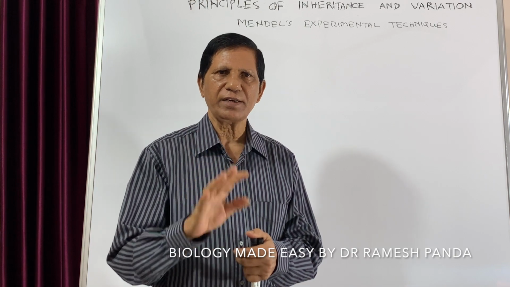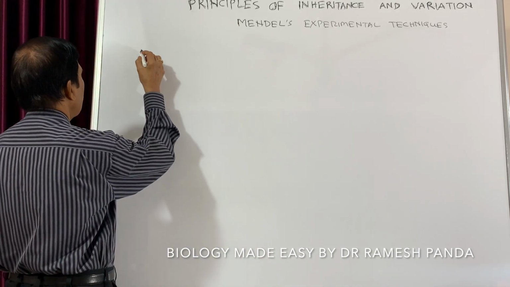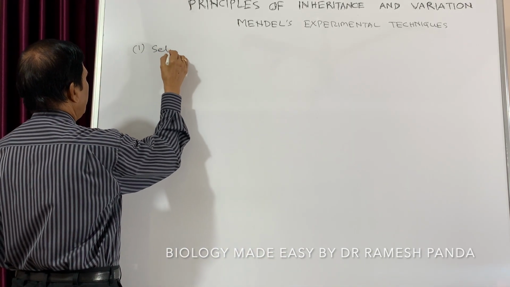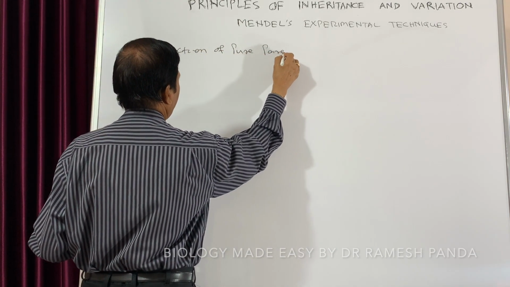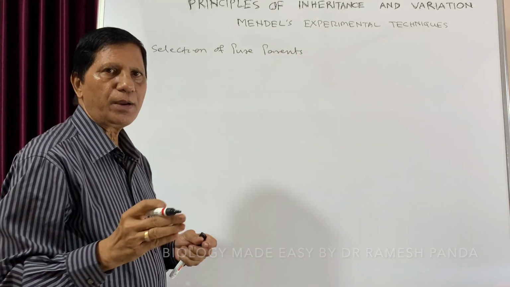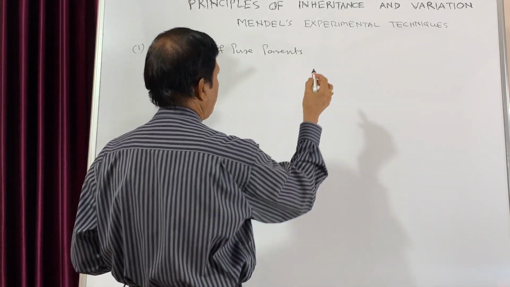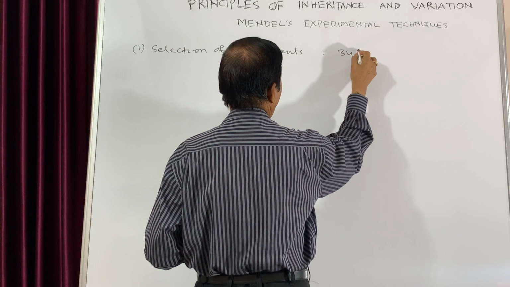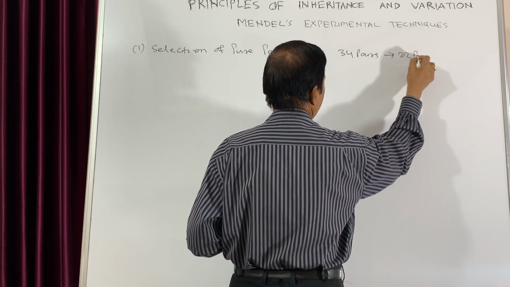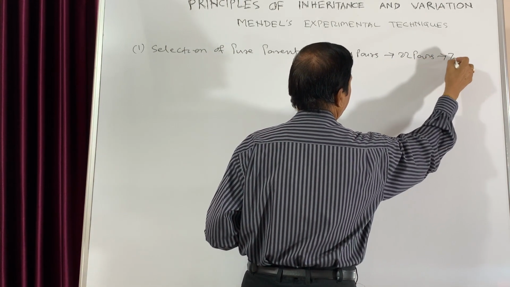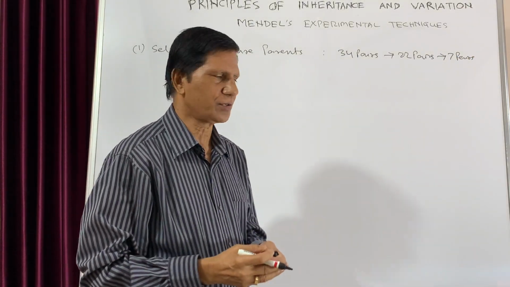His experimental techniques we can discuss in 4 headings. The first heading is selection of pure parents. Now, as already discussed in the earlier video, initially Mendel took 34 pairs of characters, then he reduced it to 22 pairs, and finally the 7 pairs of characters. And what are the 7 pairs of contrasting characters? That we have already discussed.